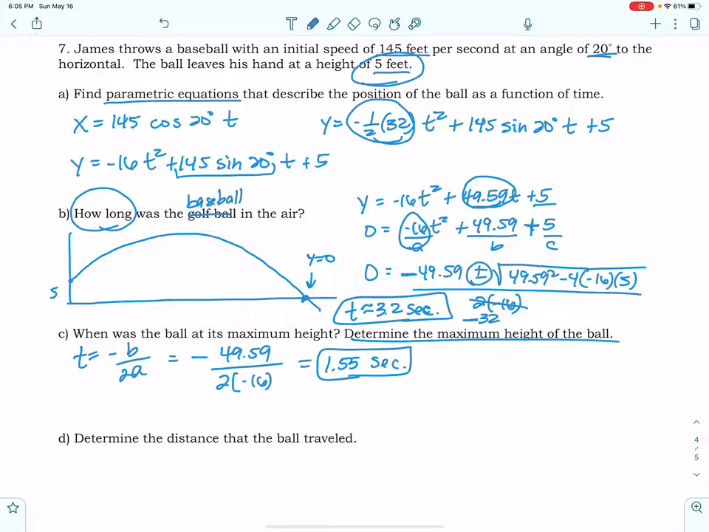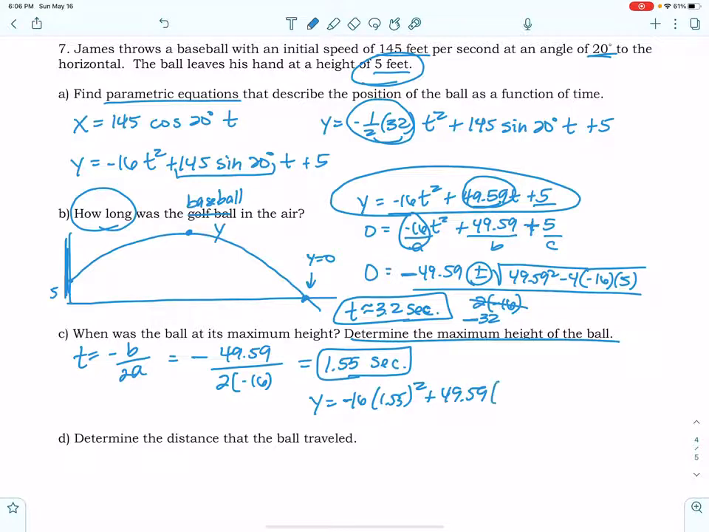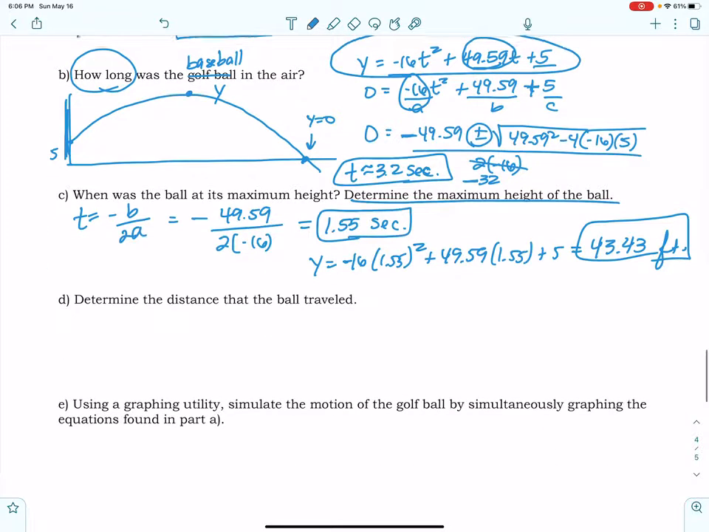And determine the maximum height. So I want to know, remember this is the height, so I want to know the y value at this point. So I'm just going to use my y equation, negative 16 times 1.55 squared plus 49.59 times 1.55 plus 5. And then just you can approximate that in your calculator. It's 43.43 feet.